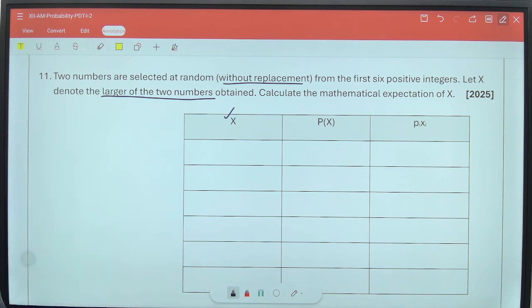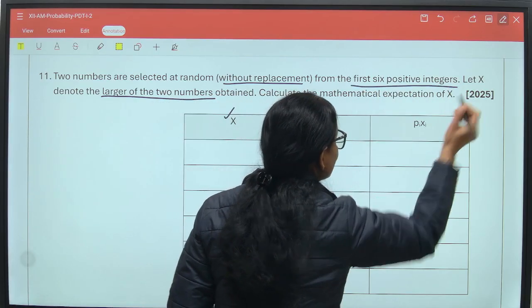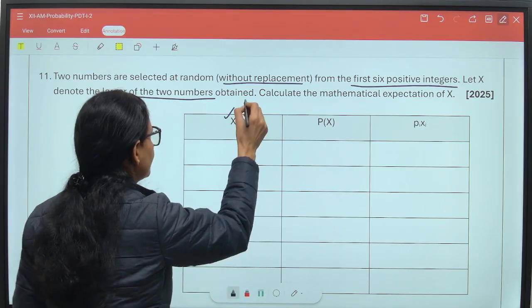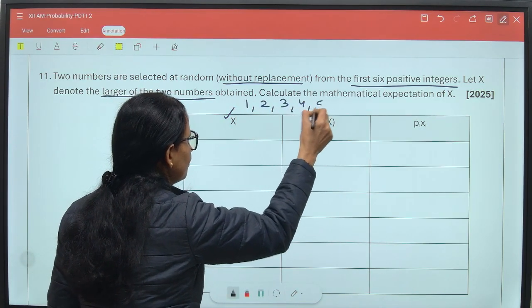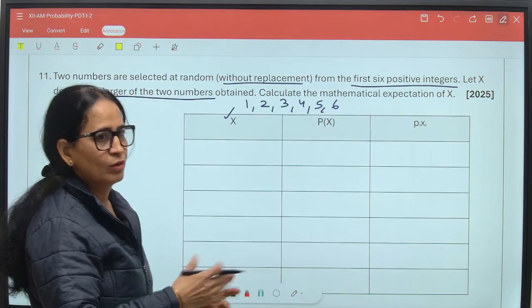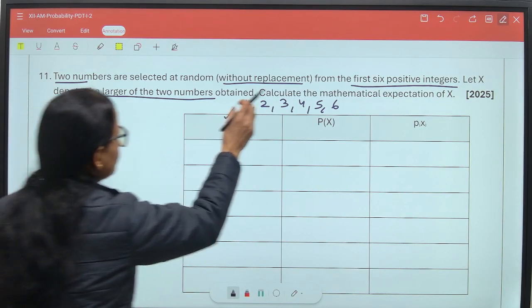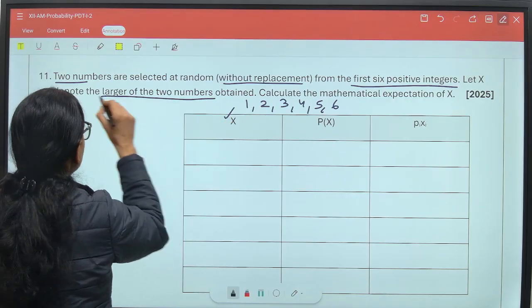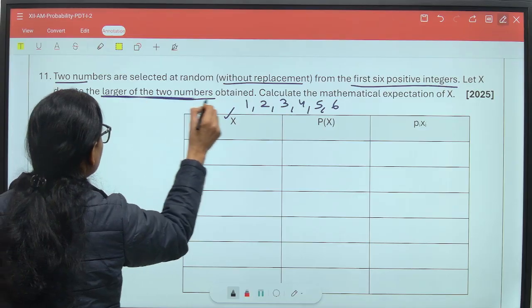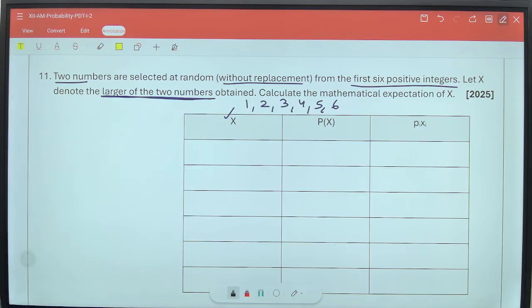So what is the sample space here? The numbers are selected from the first 6 positive integers. First understand that. What are the first 6 positive integers? 1, 2, 3, 4, 5 and 6. It is as good as rolling a dice. Two numbers are selected. That means you pick any two numbers, and x denotes the larger of the two numbers.